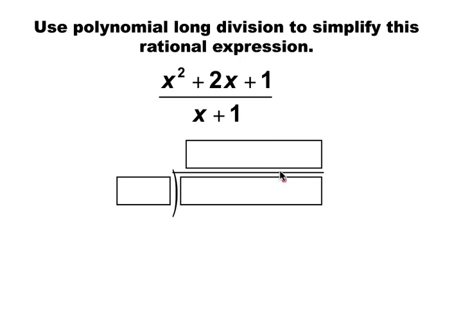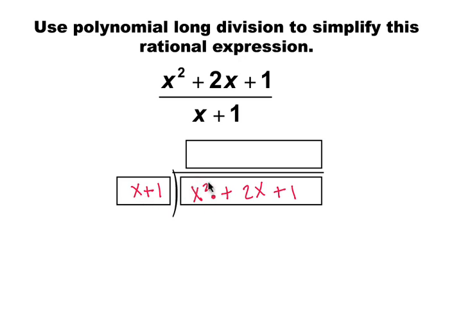We'll use this template to do the long division. The numerator, or dividend, goes here, so we write x squared plus 2x plus 1. The denominator, or divisor, goes here, so we write x plus 1. The dividend is of degree 2, and the divisor is of degree 1.